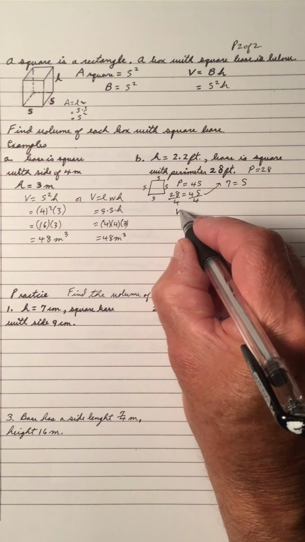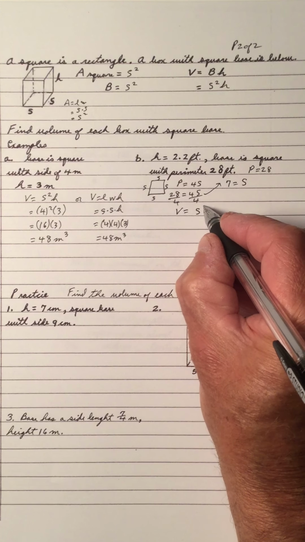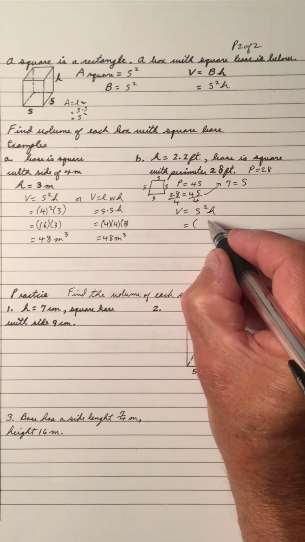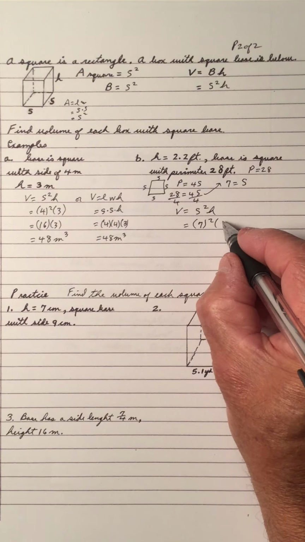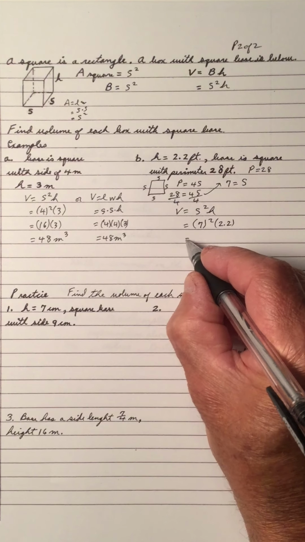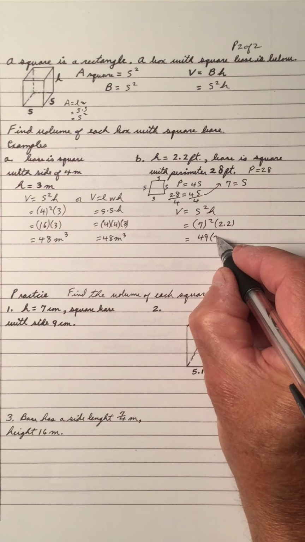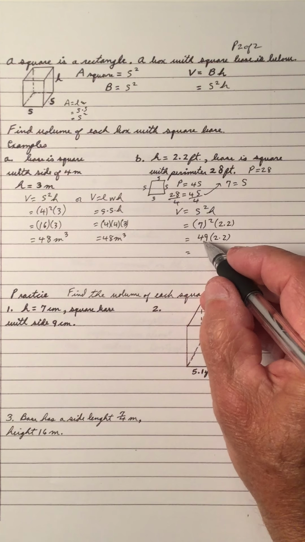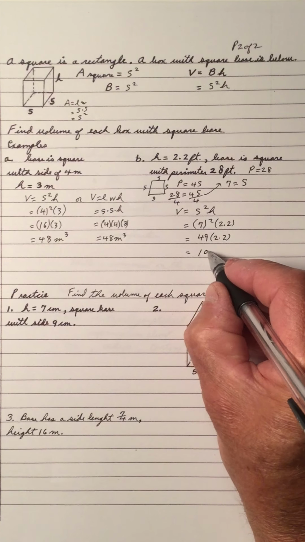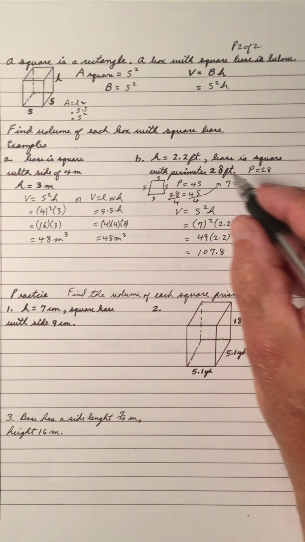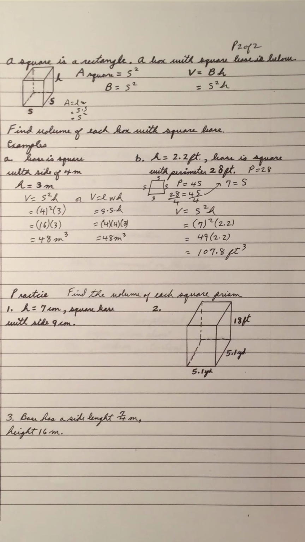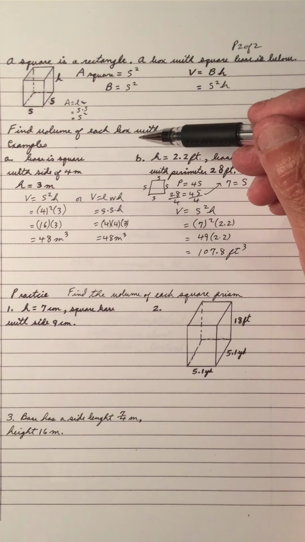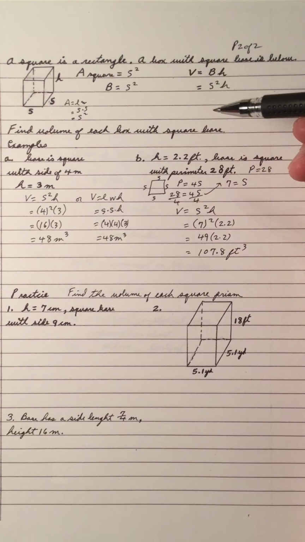Now the volume is S squared times H, and the side is 7 squared, and the height is 2.2, so that's 49 times 2.2. On a calculator, you get 107.8, and we have feet, so it's cubic feet or feet cubed. Those are some examples of a square prism. The base is a square with a height.